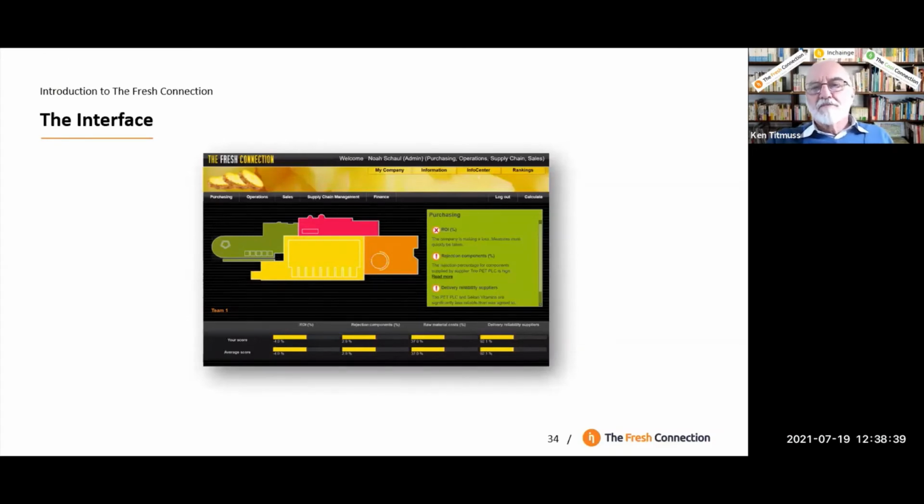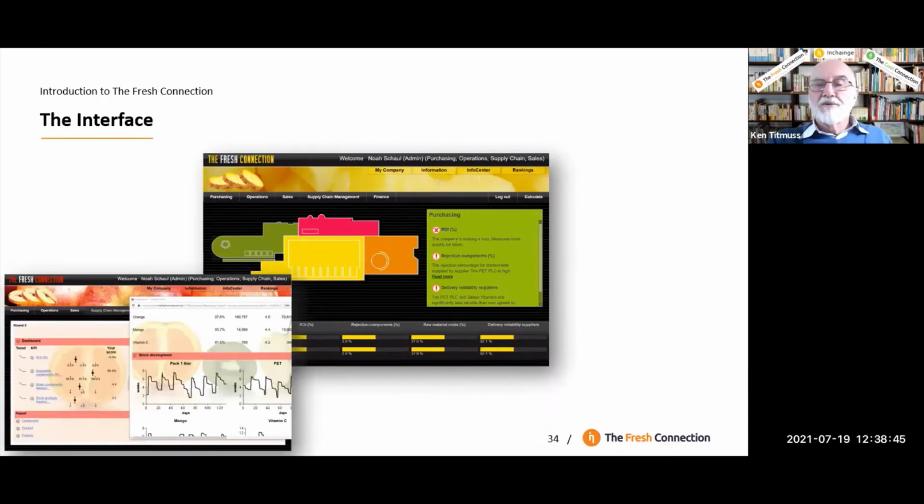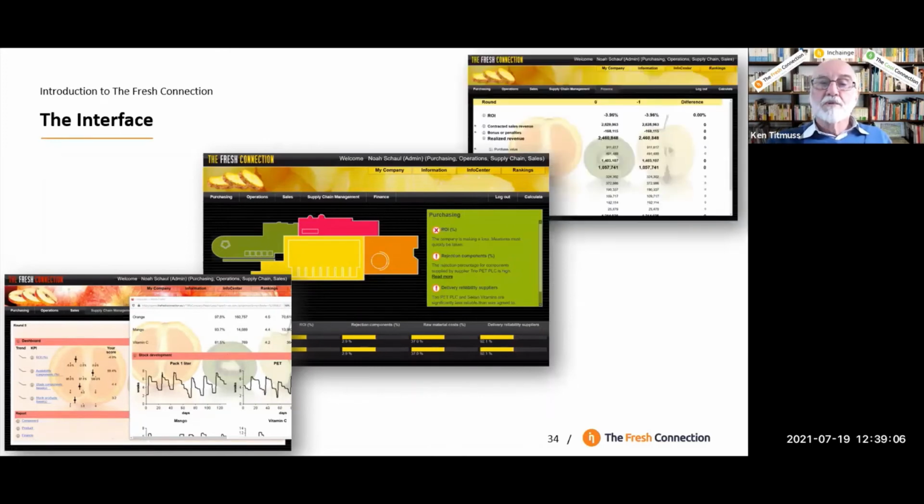So what about the interface? Well, this is what the Fresh Connection looks like when you log on. And I'll go through in a little bit more detail now, but on each role here, you can go in and have a look at what's happening in that role. You can get reports coming out, and you can see how you're doing compared to the other teams in your pool. And of course, we have the financial aspects here. So this is always really the first place to go and have a look. Financially, what's happening in this business? Where do we need to focus?